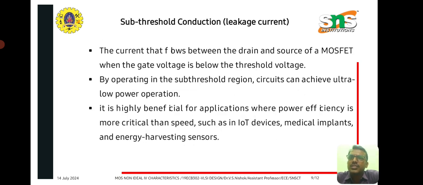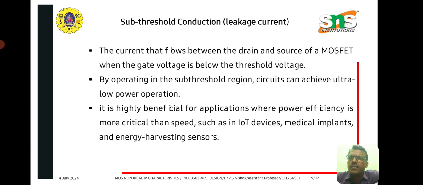Next, coming to the subthreshold conduction. It is otherwise named leakage current, or weak inversion, or subthreshold drain current. Likewise we can say this topic under different names, mainly based on the leakage current. It is the current that flows between the drain and source of a MOSFET when the gate voltage is below the threshold voltage. By operating in the subthreshold region, the circuit can achieve ultra low power operation.